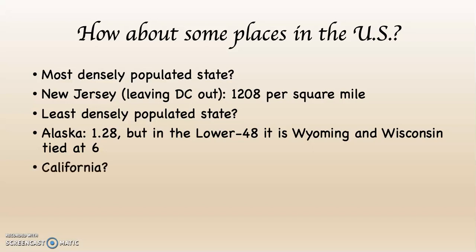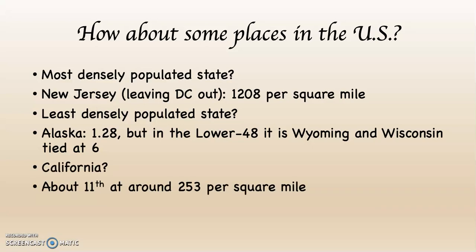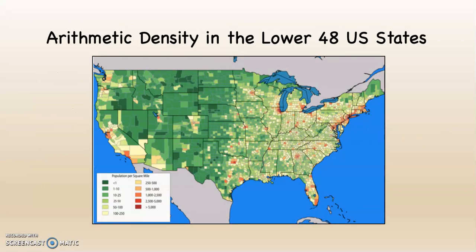What about California, the great state of California? Well, we're 11th on the list in terms of the states with 253 people per square mile. Does this mean anything? California has the 5th largest economy on Earth. There are only 4 countries in the world that have a bigger economy than California: the United States, China, Japan, and Germany. So I don't know that this is necessarily saying much of anything yet.